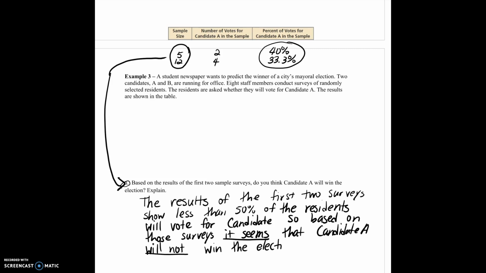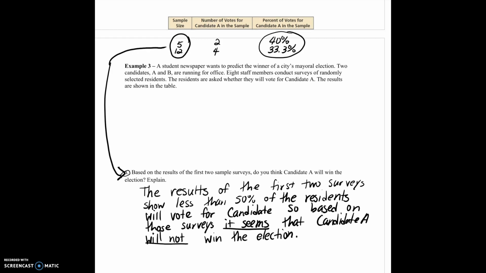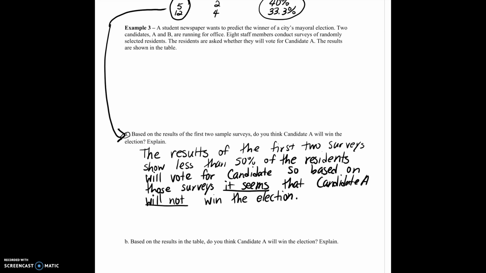Using words like it seems makes the conclusion a little bit better in the fact that you're not 100% committing to it. So statistics does that a lot because you don't always survey the entire population. I'm just going to continue some of the chart information down below.